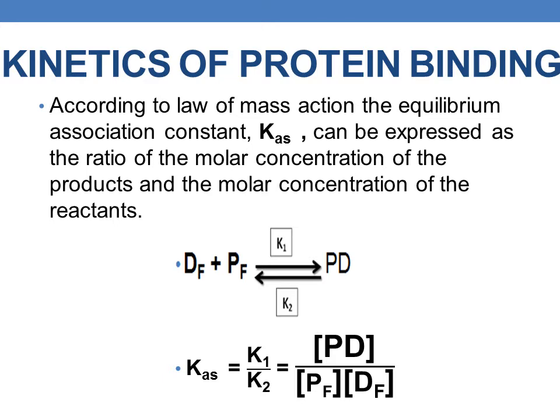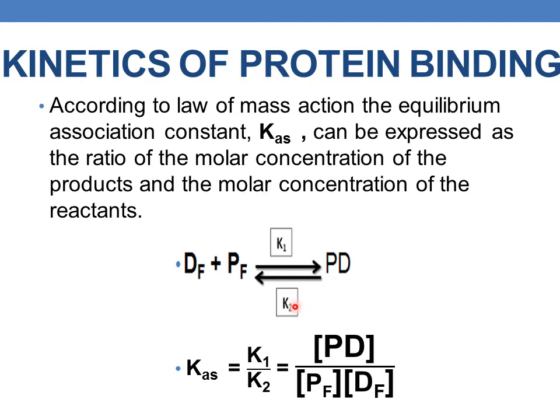According to the law of mass action, the equilibrium association constant Ka can be expressed as the ratio of the molar concentration of products and the molar concentration of the reactants. And this is the basic equation of reversible drug protein binding. Whenever a free drug binds with a free protein, a reversible drug protein complex is formed. Here K1 and K2 are the association and dissociation constants respectively.